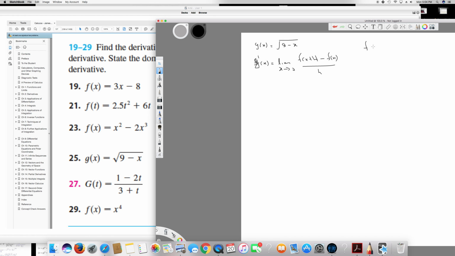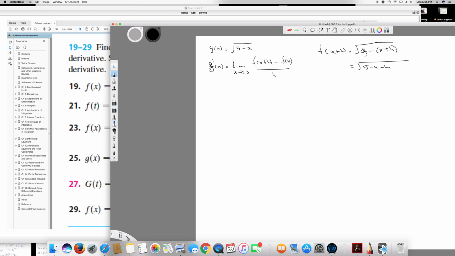In this case, g of x plus h is equal to square root of 9 minus, instead of x I'm going to put x plus h, and this is going to become 9 minus x minus h. Then I have to find g of x. It's already found here, 9 minus x is the g of x. Let's put the value here.